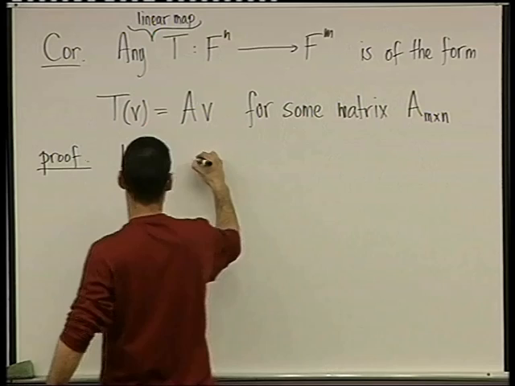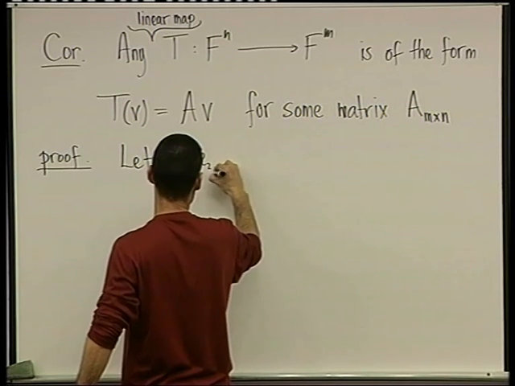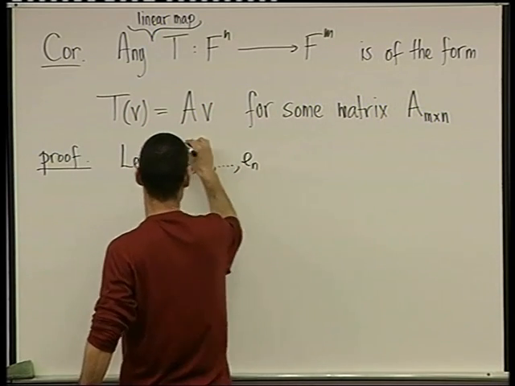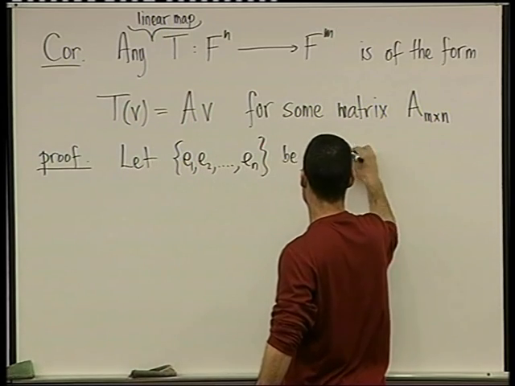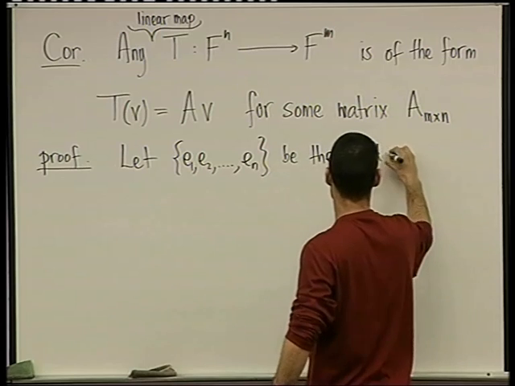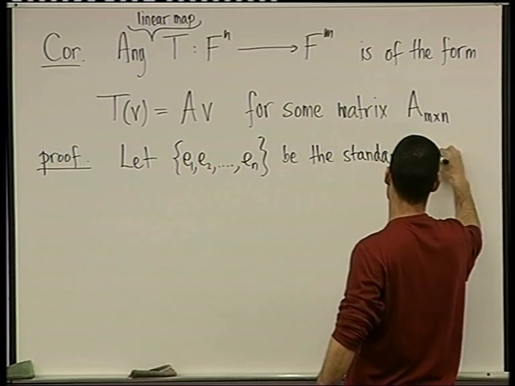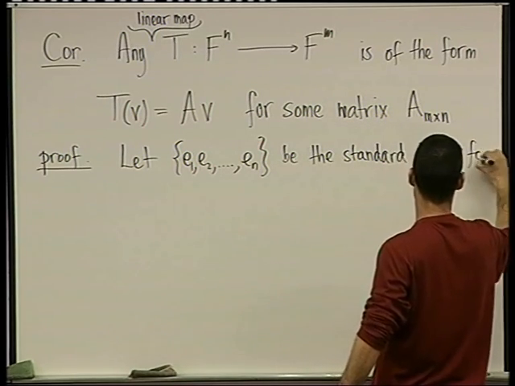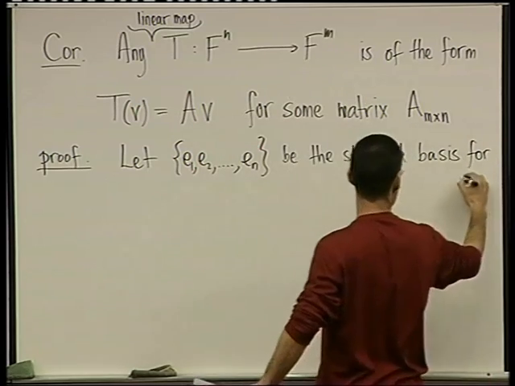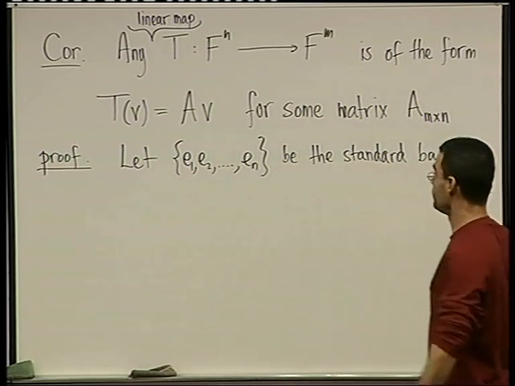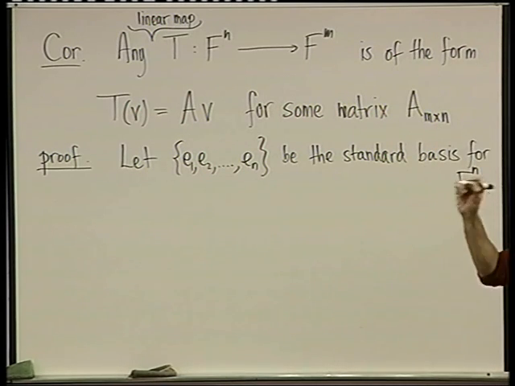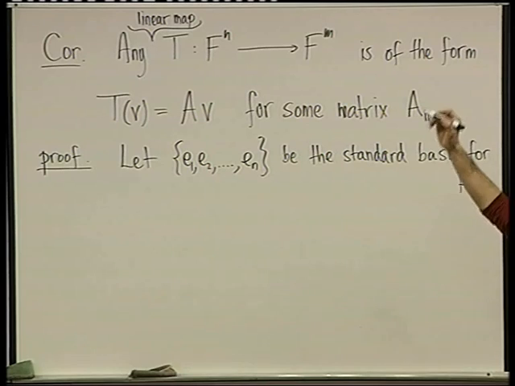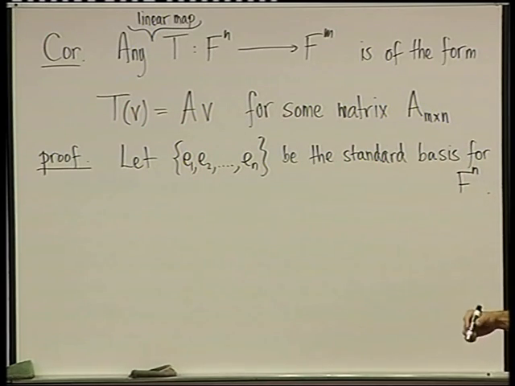Let E1, E2 up to En be the standard basis for the domain space Fn. Okay, 1, 0, 0, 0, then 0, 1, 0, 0, all the way up to 0, 0, 0, 1. Okay, remember what the Ei's are?